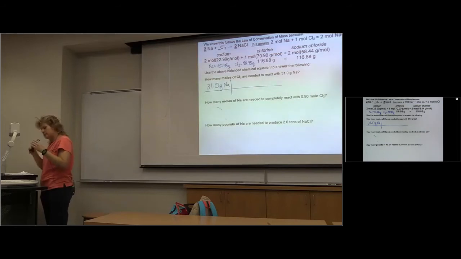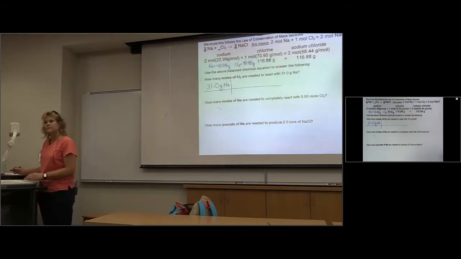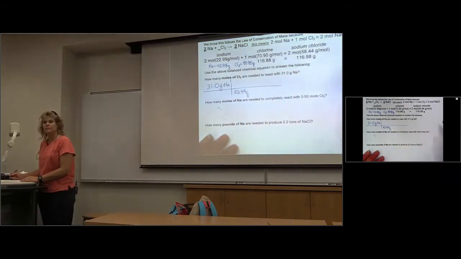So 31 grams of sodium. You have to get to moles of chlorine, but in order to get to moles of chlorine, you have to know moles of sodium. So how do you get sodium to chlorine? What's the mass of sodium? So where does 22.99 grams go? 22.99 grams goes on bottom. What goes on top? 1 mole.